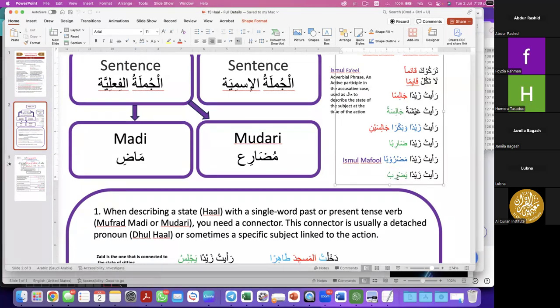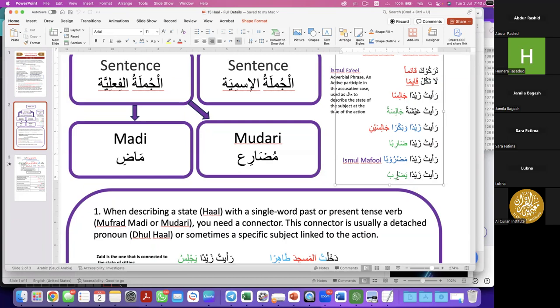A Madi verb, a Mudari' verb itself is a Jumlatul Fi'liyah. You know that, everyone. Why? If I say Fa'ala, if I say Nasara, why is it a Jumlatul Fi'liyah? Tell me why. Because it has fa'il and fi'l, the doer and the action. Maf'ul is not here. I said Nasara. Nasara is a Jumlatul Fi'liyah. So we got fa'il, fi'l. Fa'il is the doer.